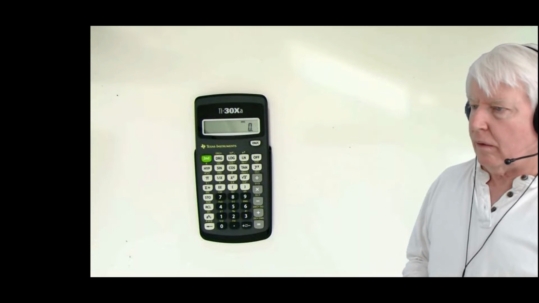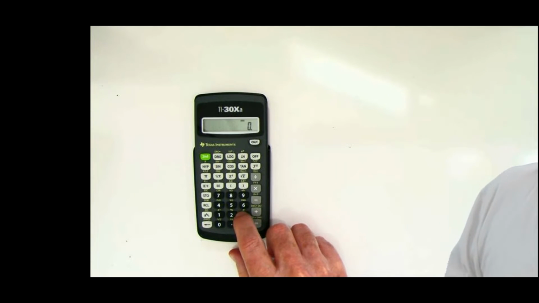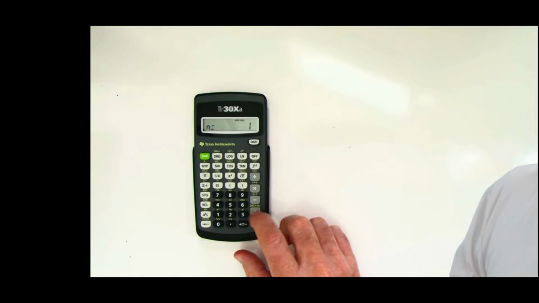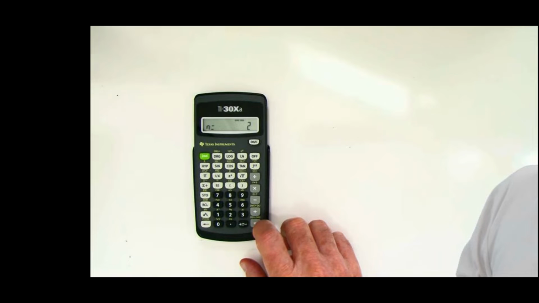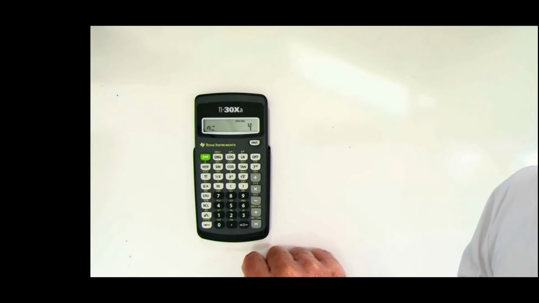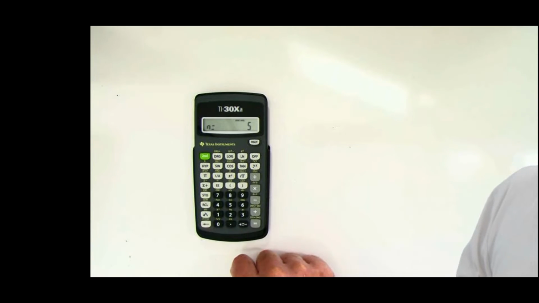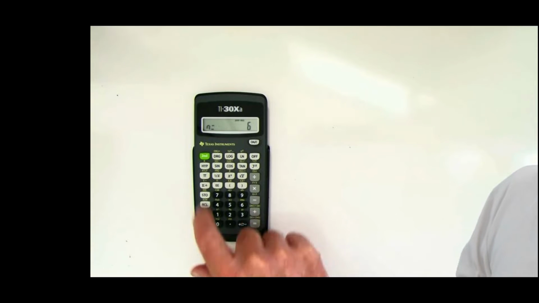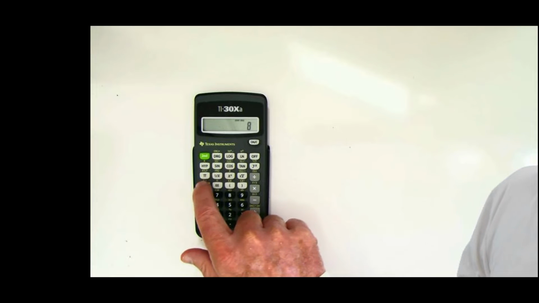Okay, the first data set is 3, 5, 9, 2, 10, 4, 8. Some of those numbers were negative, weren't they?